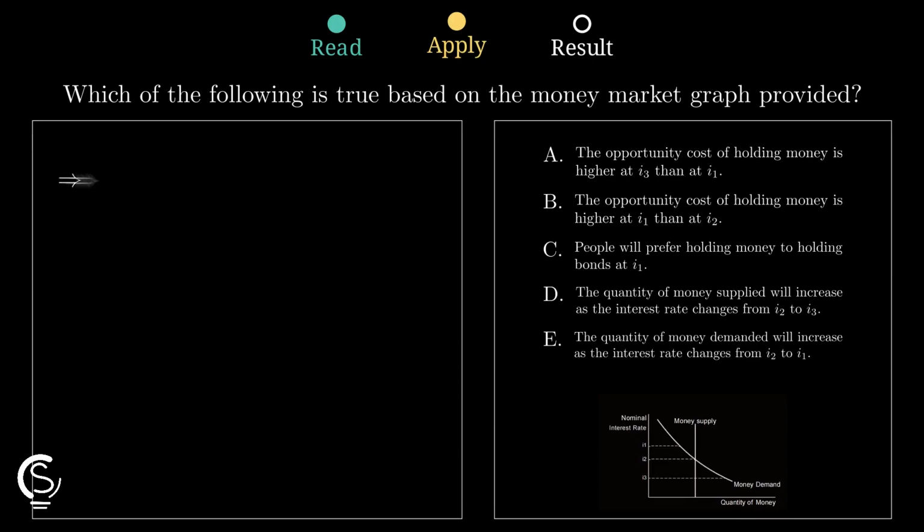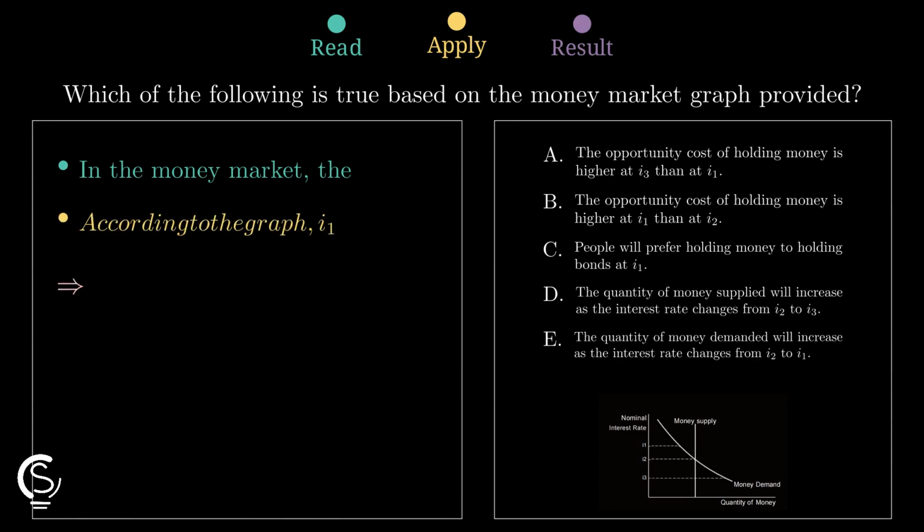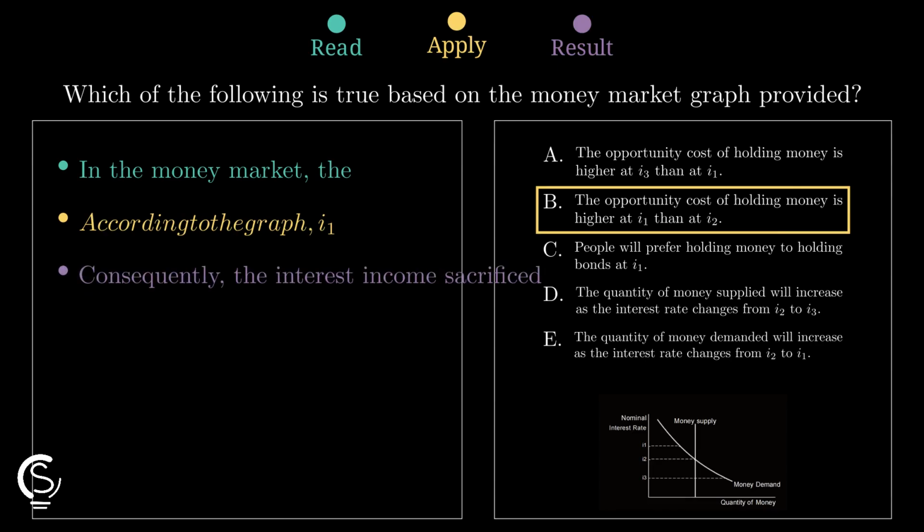According to the graph, interest rate I1 is clearly higher than interest rate I2. This means that holding cash at I1 is more expensive than holding it at I2. Consequently, the interest income sacrificed is greater at the higher rate. This confirms that option B is the only correct choice for this specific graph.